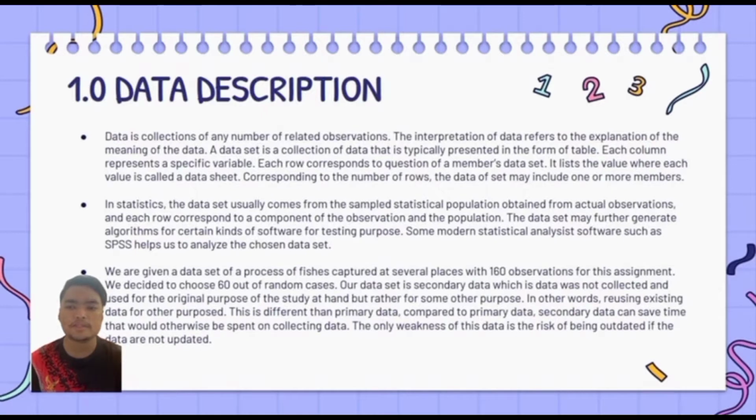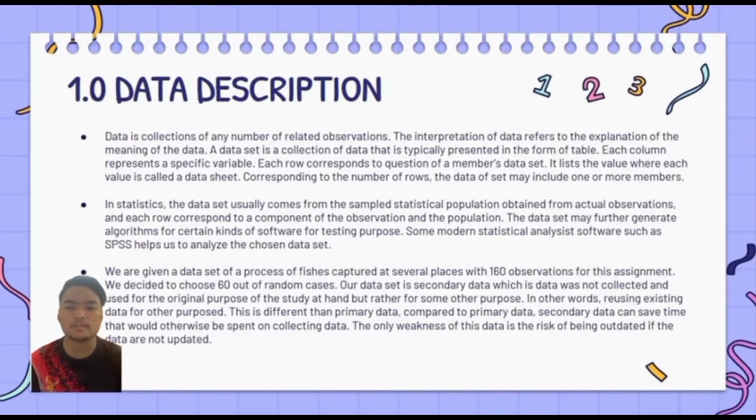Each column represents a specific variable. Each row corresponds to a given member of the data set. It lists the value, where each value is called a datum, corresponding to the number of rows. The data set may include one or more members.